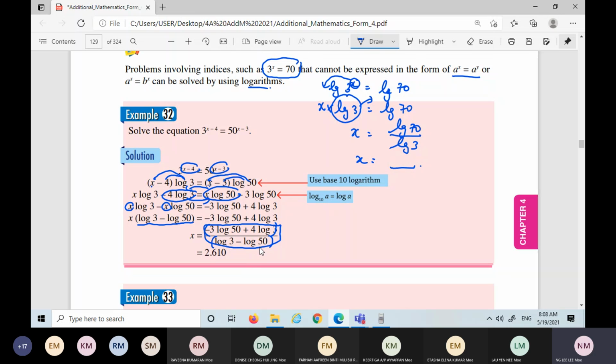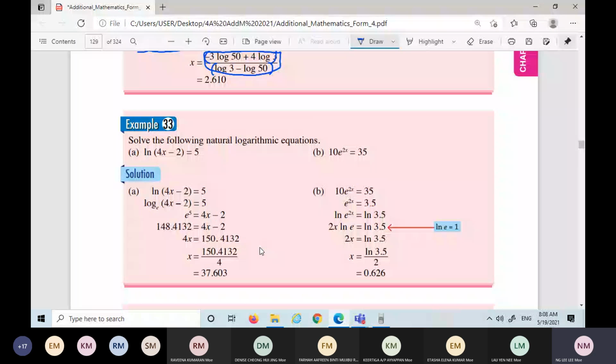Example 33. Okay, now we come on. Solve the following natural logarithmic equations. ln stands for log e, so you can change it to log e. Then at this step, you can change it into index form. So 4x minus 2 stays. The e comes to this side and becomes the base, and the 5 moves out and becomes the power. So e to power 5 is equal to 4x minus 2.